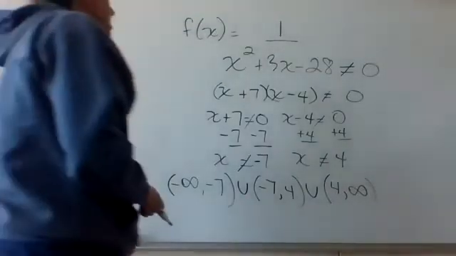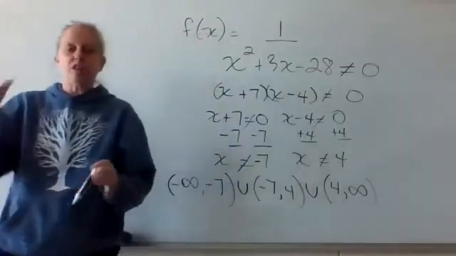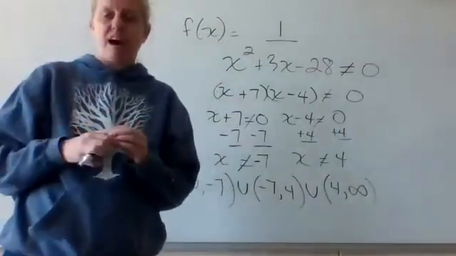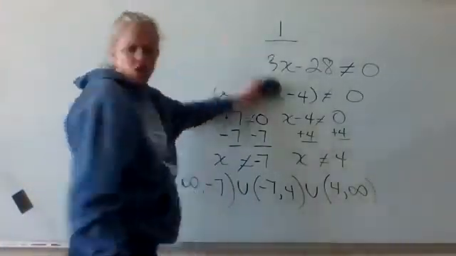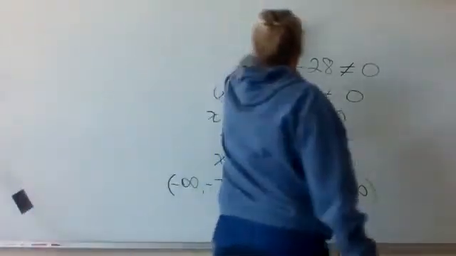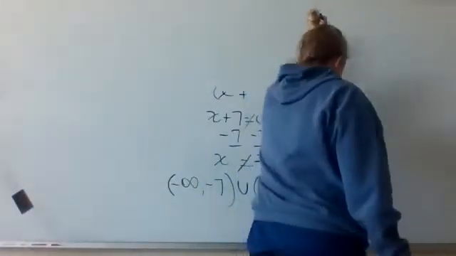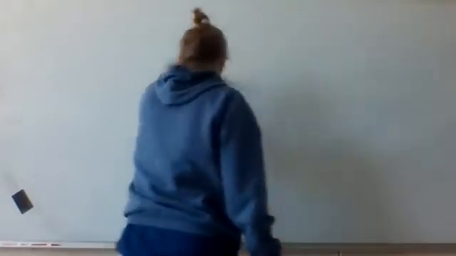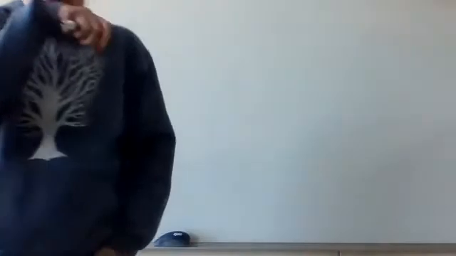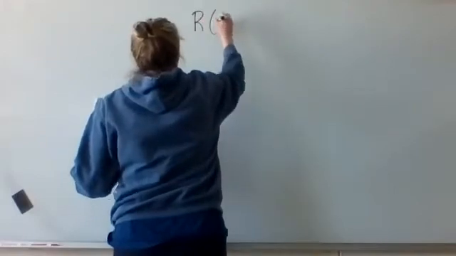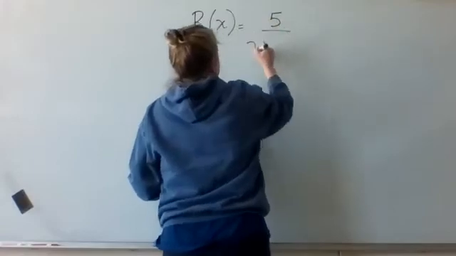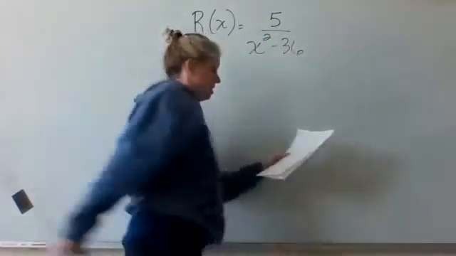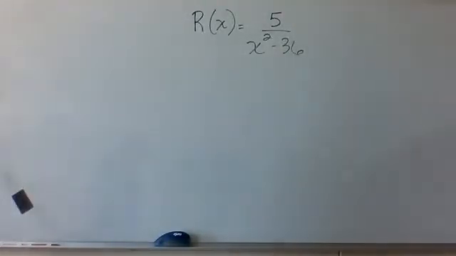Okay, number 3. This is where we're getting into new stuff. So that information that I sent you, the 8.5 notes, this is where they're going to come in handy. We're talking about vertical and horizontal asymptotes on this problem. So it gives me the function r of x equals 5 over x squared minus 36. And the first thing it's going to ask me, again, is for the domain.